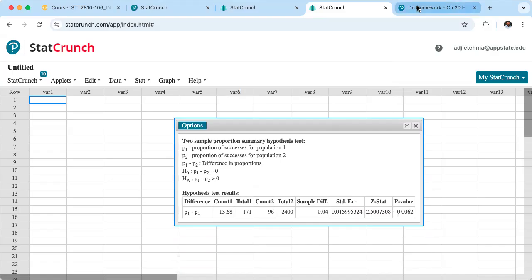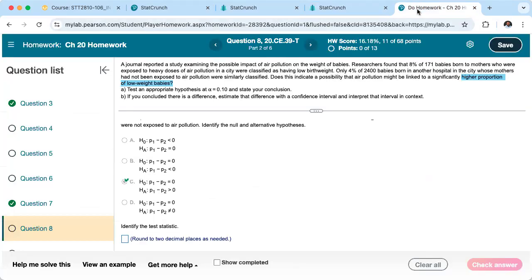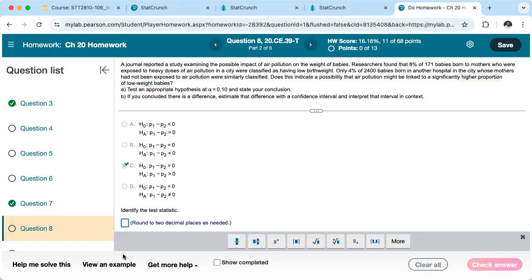What were we looking for? We're looking for the test statistic. This is the Z stat. So that is 2.50073. We want 2 decimal places, so 2.50.